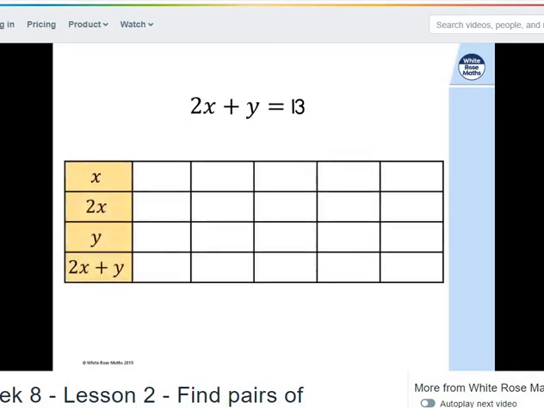So let's have a look at this one then. We're going to use a table to help us. There's parts of this table we already know. We know the total of 2x plus y. That's 13.